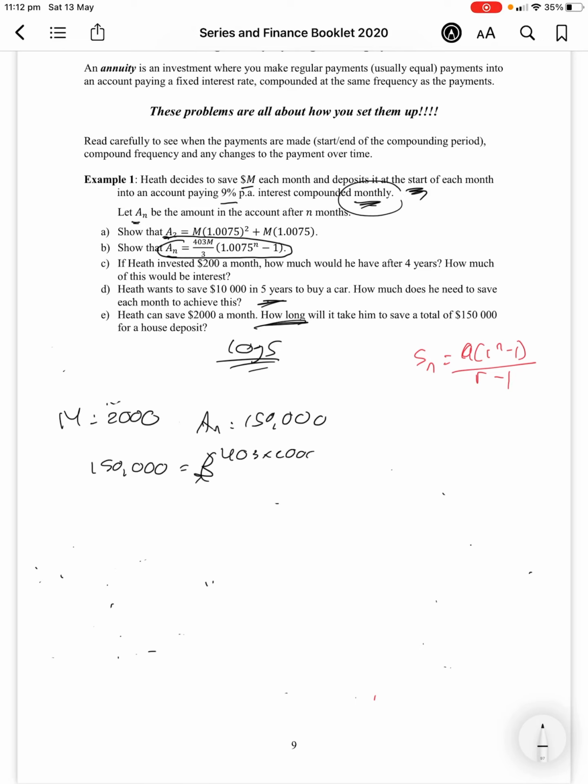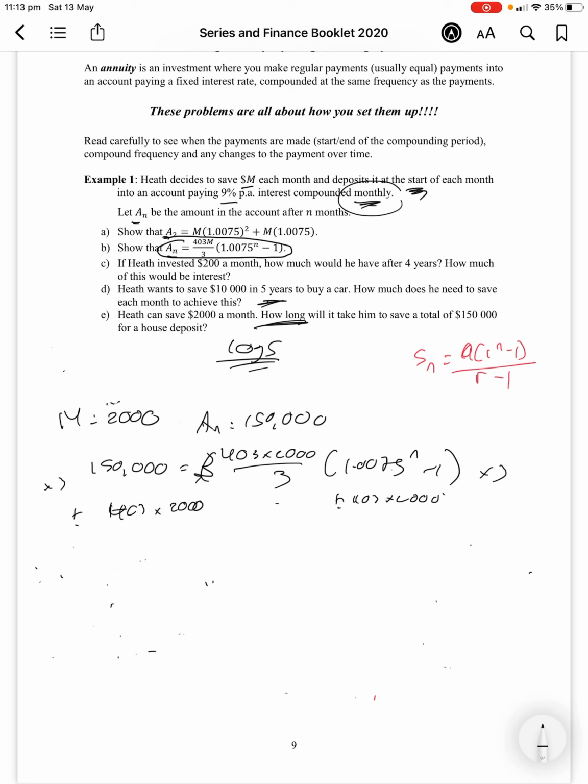We've got AN, it's already there, 150,000 equals 403 times 2,000 over 3, 1.0075 to the N, we don't know what that is, minus 1. We've got that right there. What we're going to do is multiply both sides by 3, divide by 403 times 2,000. That's what we're going to divide by. Again, we're doing the opposite. Whatever that number is, I'm getting rid of it.